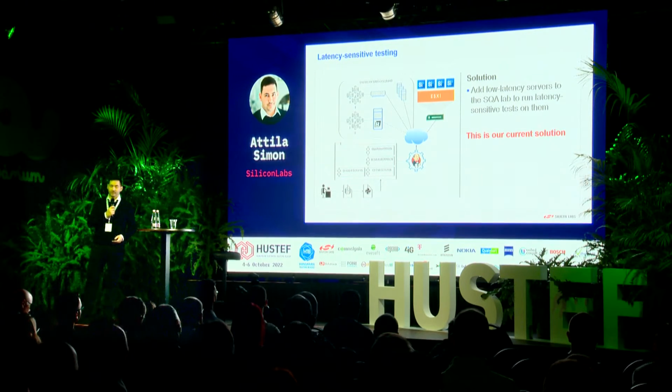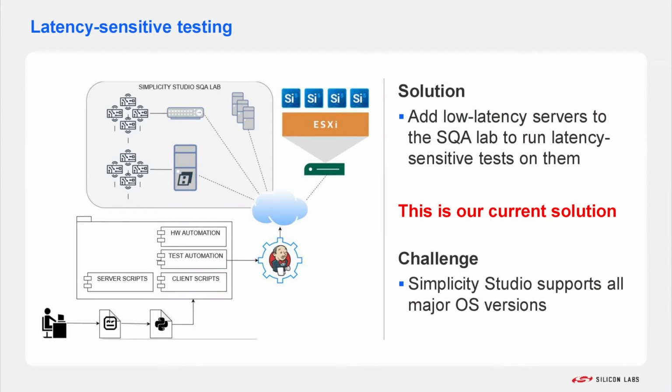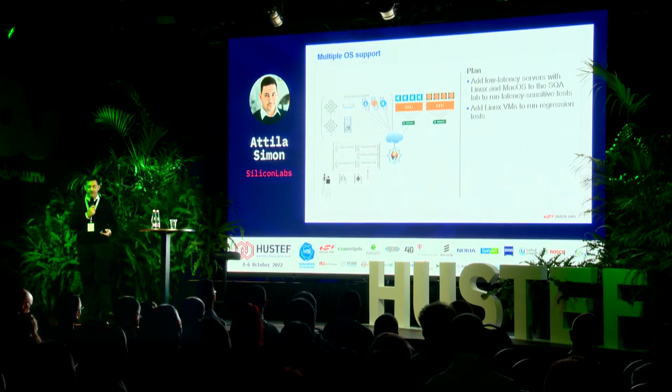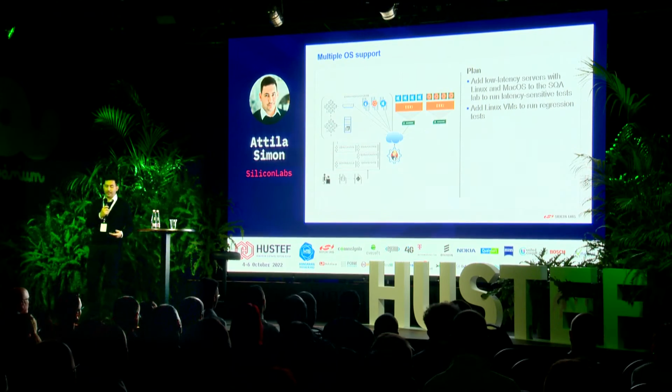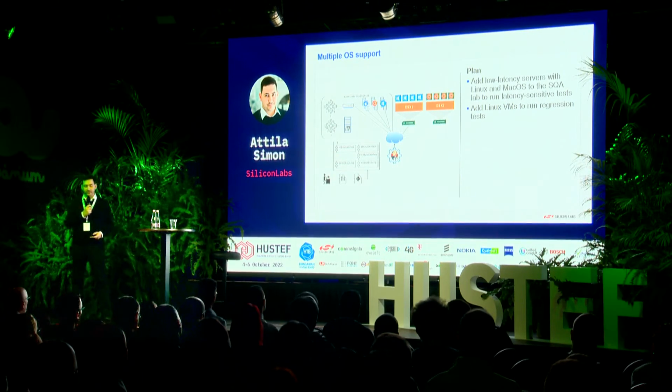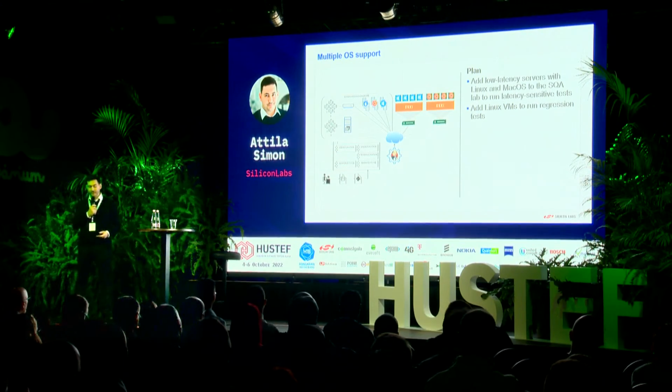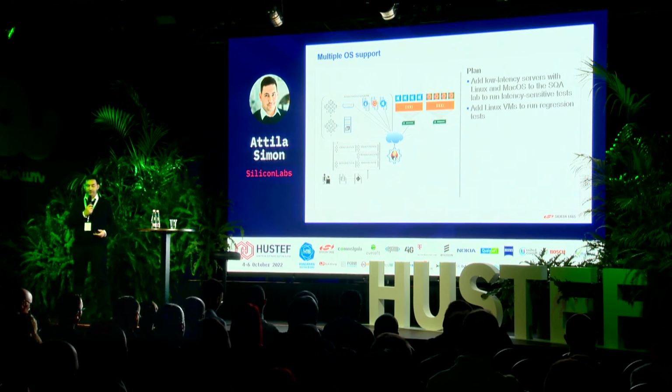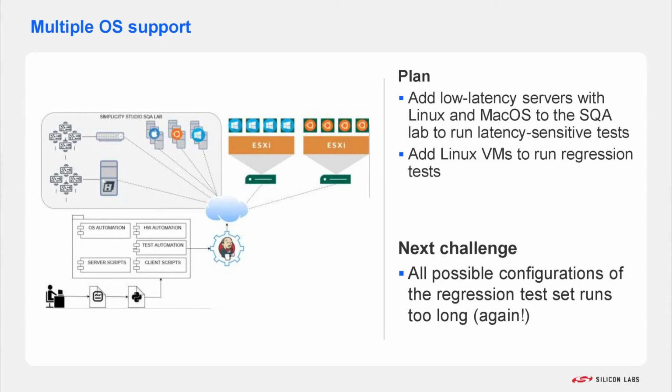But we already see some upcoming challenges. So for 2023, as Simplicity Studio supports all major OS versions, we plan to add support for that into our test infrastructure. We will extend the low latency servers and the VM park with different OS versions. And of course, we need to extend our test framework to support that.